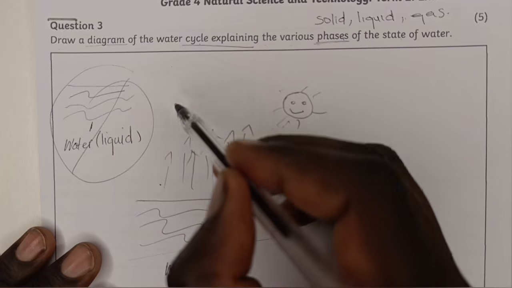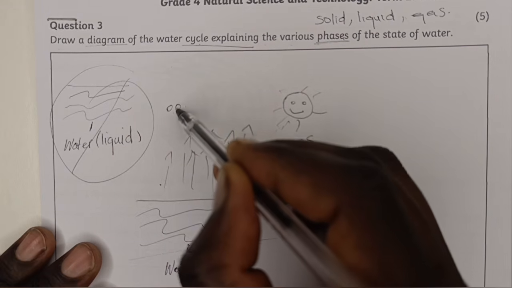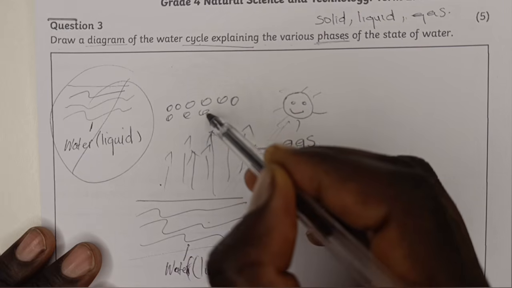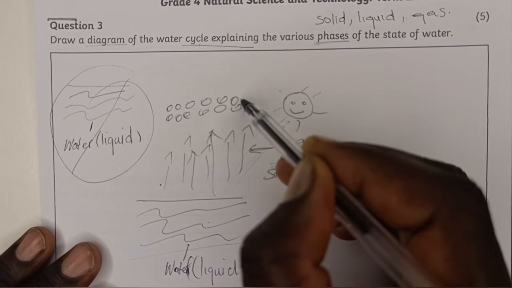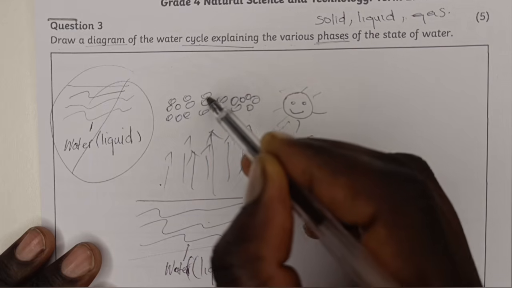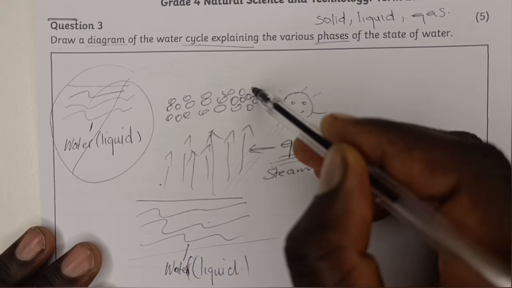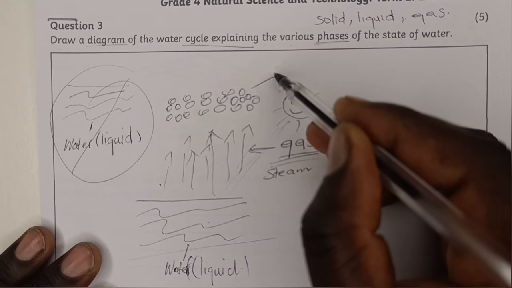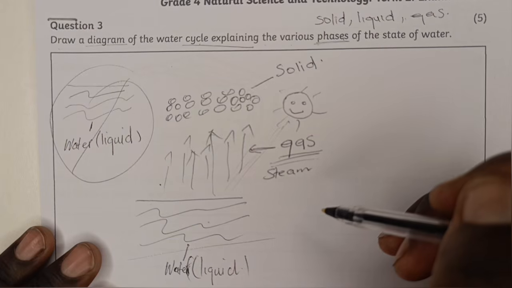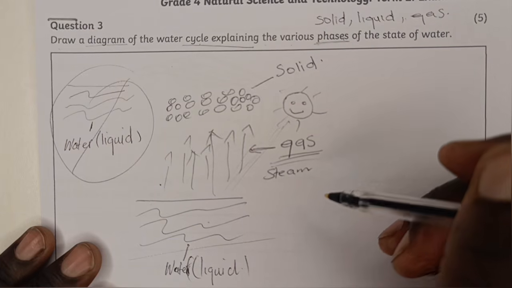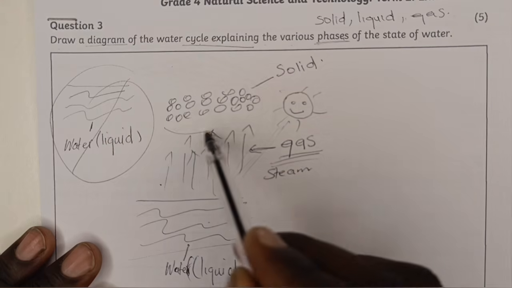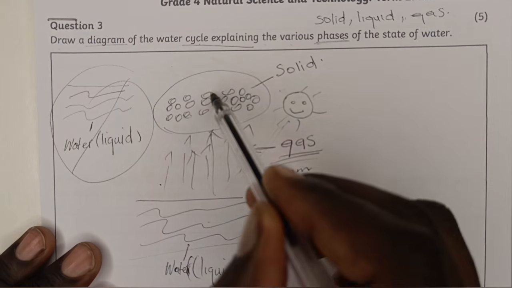So when they get up there, they form condensation. They form ice-like attachments, so they become ice. And these ice now, they are solids. So these clouds are in a form of clouds.